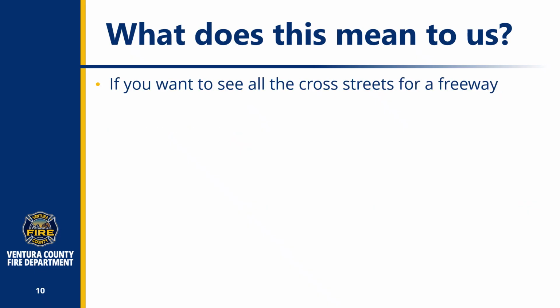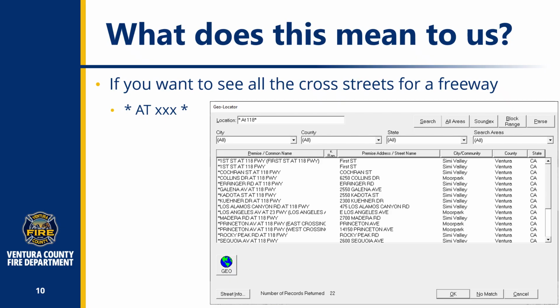If you want to see all the cross streets for a freeway, star at and the freeway number with a star will give you all of the streets that cross the freeway. So in this example, it's the 118, and you'll see First Street there, Cochran, Collins, Erringer, etc.